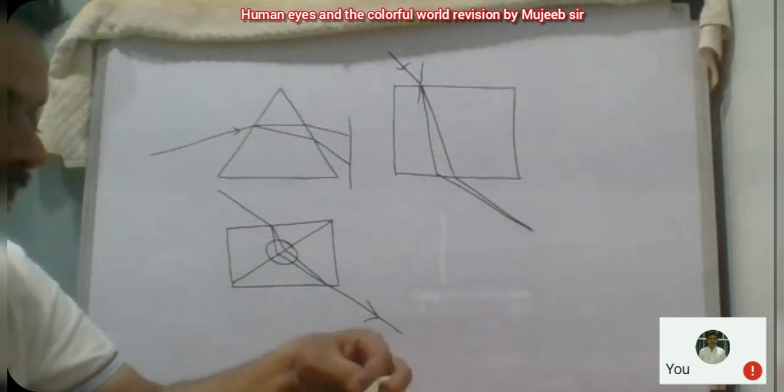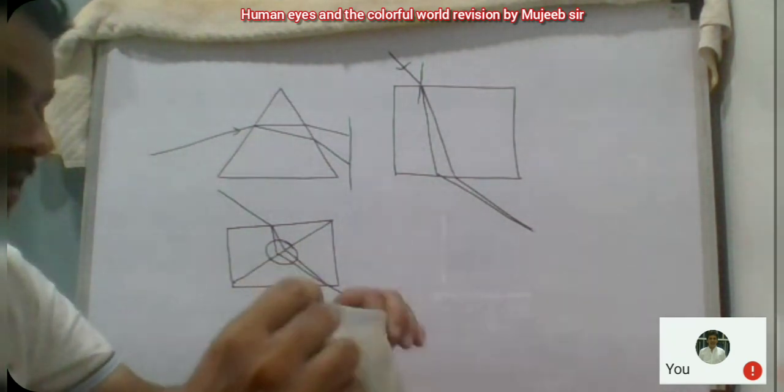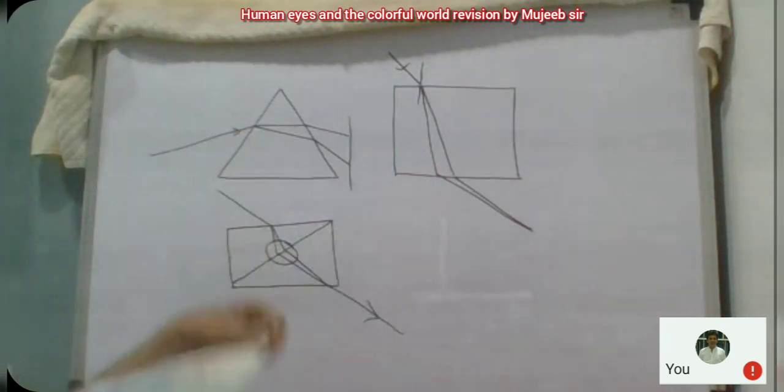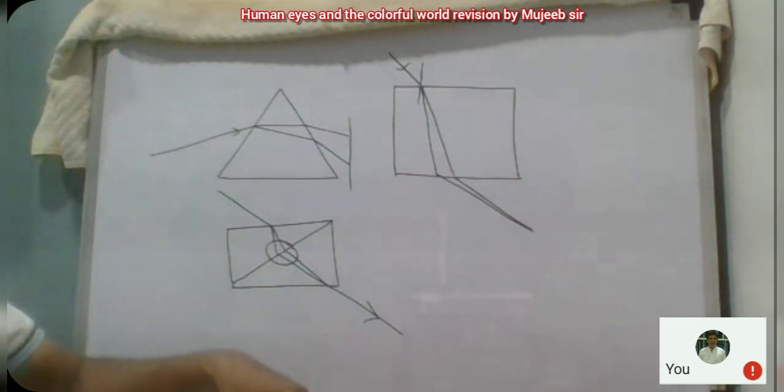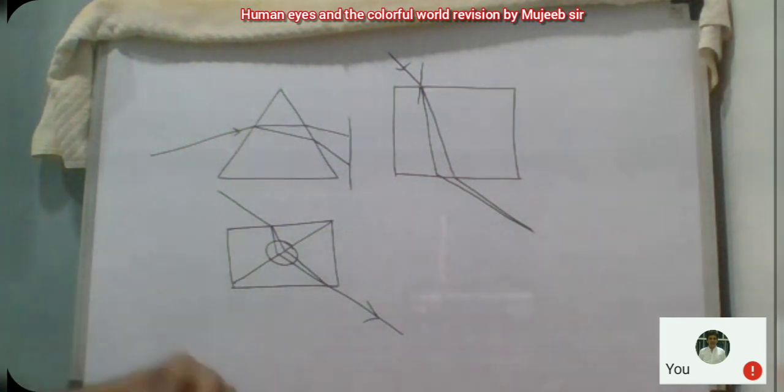Then rainbow formation, okay. See, rainbow formation: rainbow is nothing but the natural spectrum, it is the natural spectrum, okay. Then what happens over here?